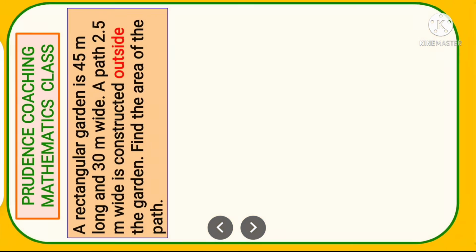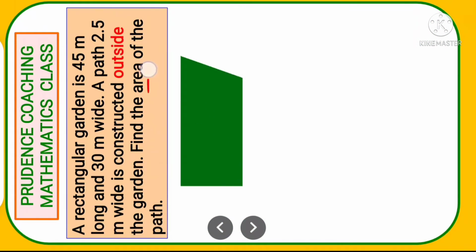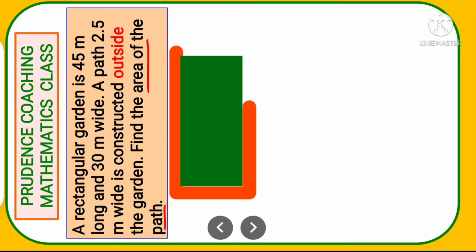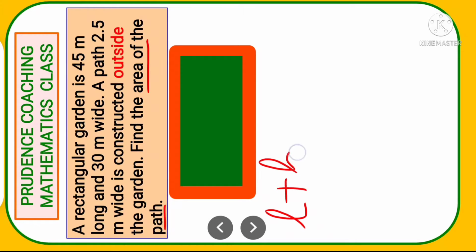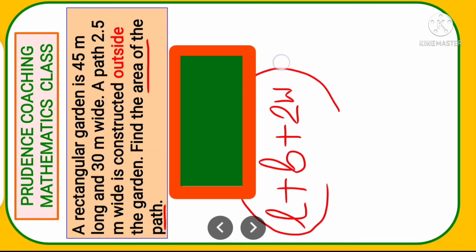So let us learn the trick of finding the area of the path which is constructed around this garden. The trick is you need to find the sum, that is length L plus breadth B, plus 2 into the width given, and this whole thing you need to multiply by W. So let us find out.